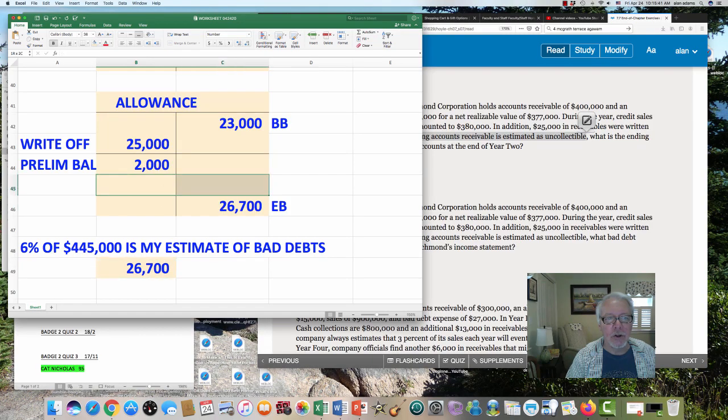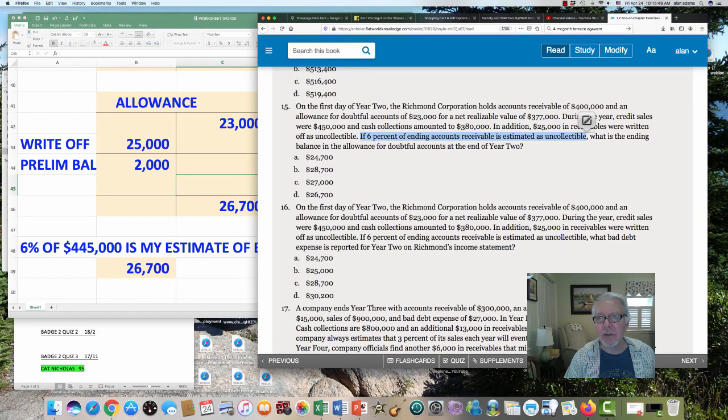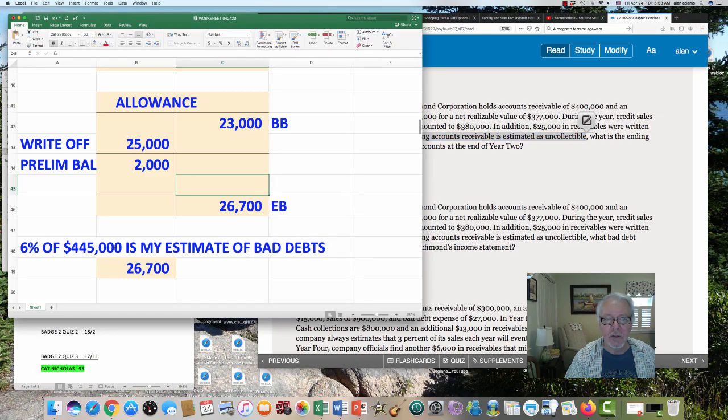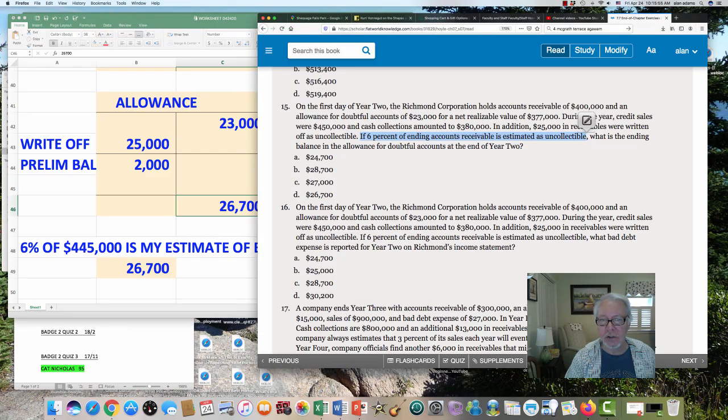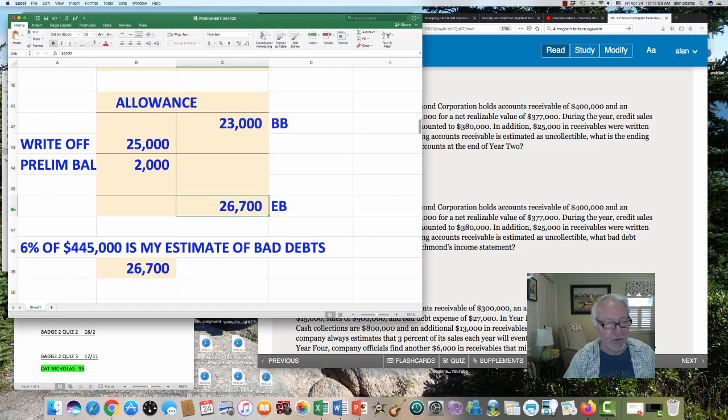All right, what we just did is we determined how much of an entry we have to make over here. But the problem isn't asking that. It's simply saying how much do you want in this bucket at the end of year 2. Therefore, the answer is 26,700. The correct answer to 15 is D.